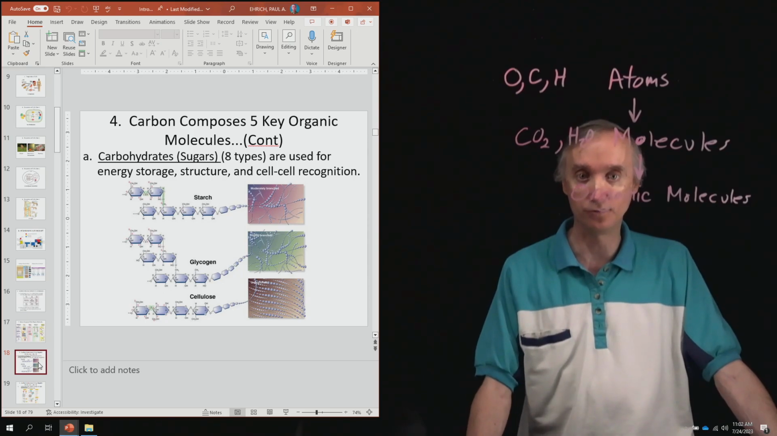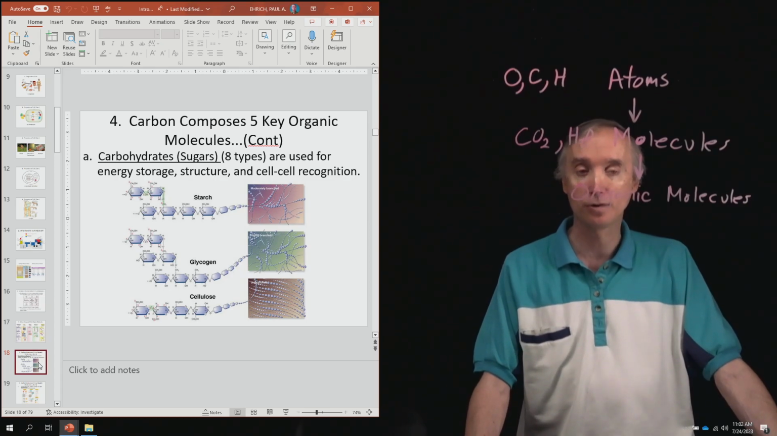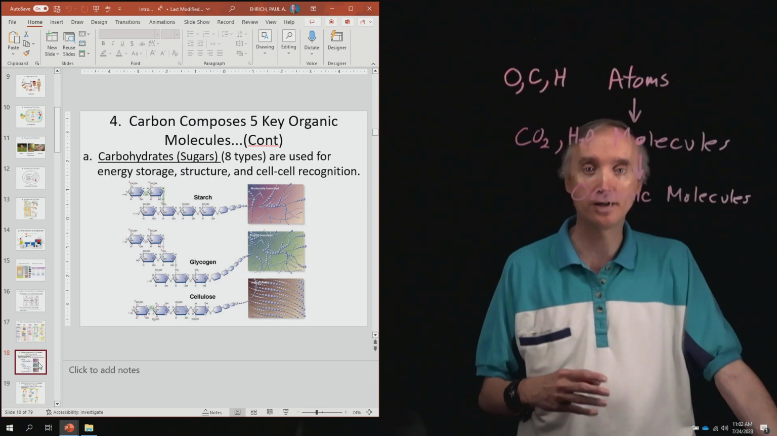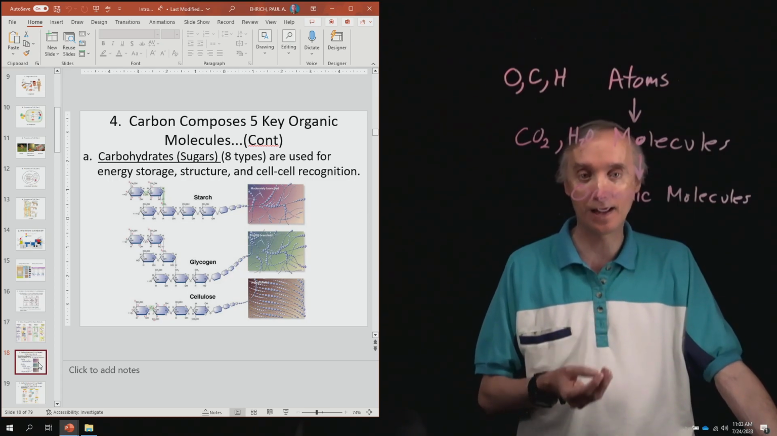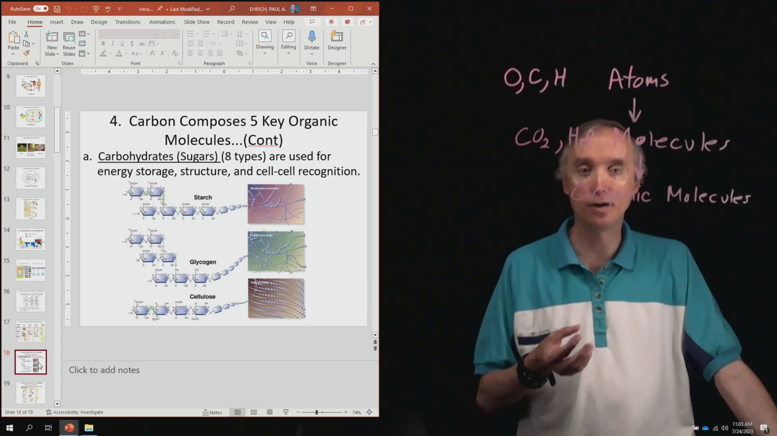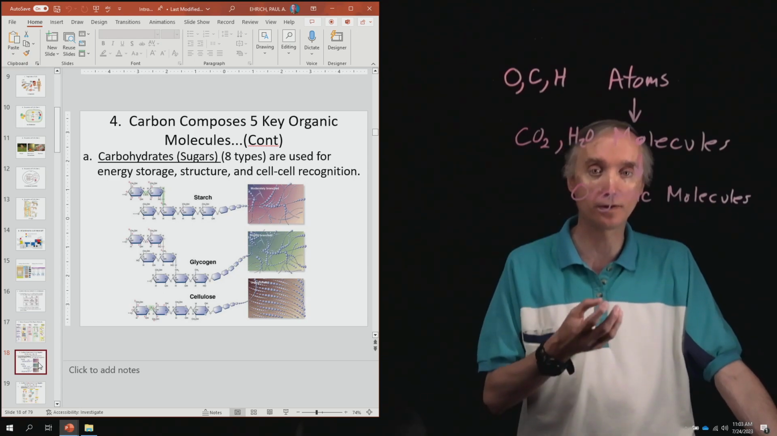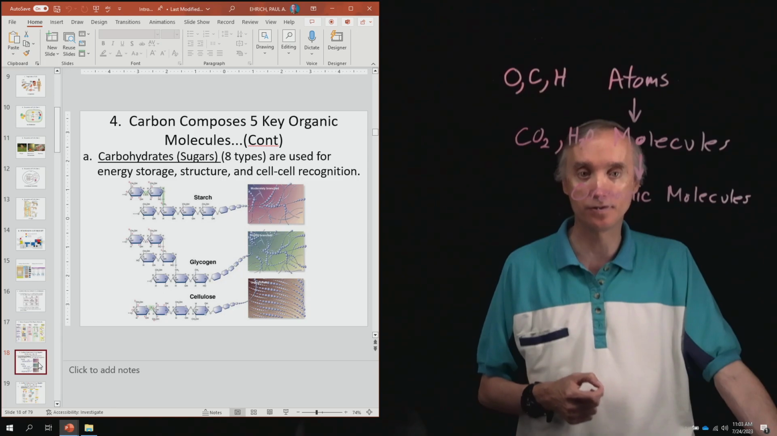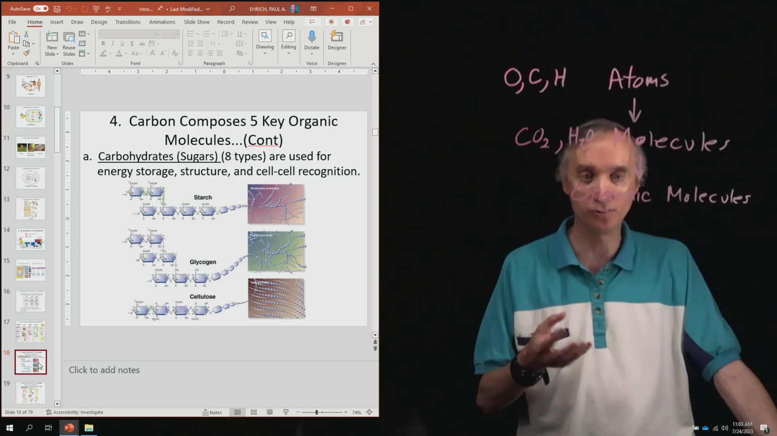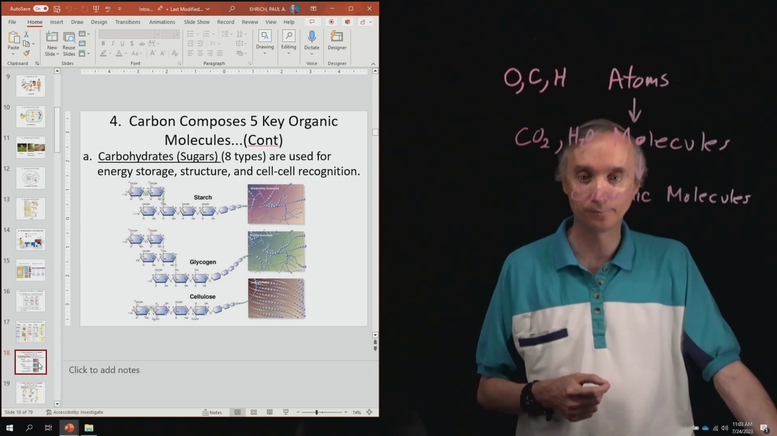Also, another thing that carbohydrates are used for is cell-to-cell recognition. So the cells of your body can have carbohydrate antennas on the outside of them, and then other molecules, when they come along, they can recognize those antennas and know that they're supposed to do something to that cell.